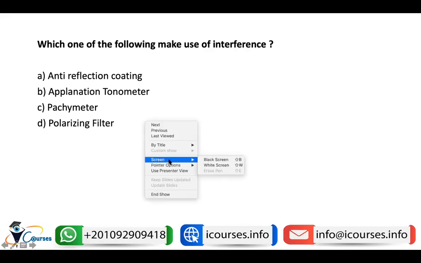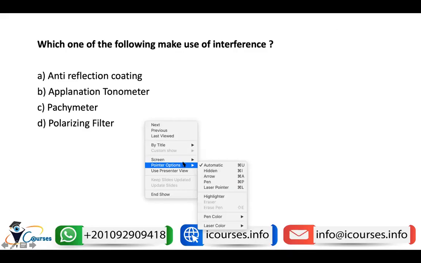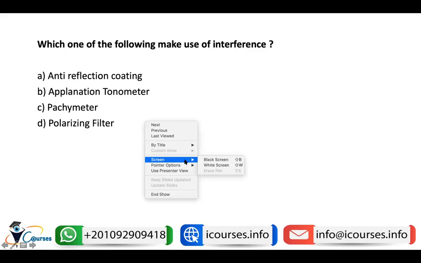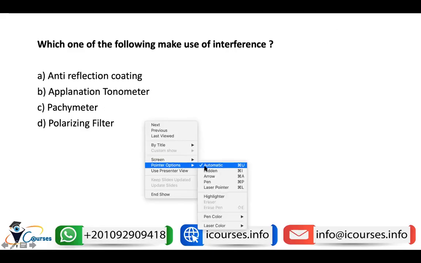Yeah, that's right. It is the anti-reflecting coating. So can you tell me what is the difference in wavelength between the incident light and reflected light in the case of anti-reflecting coating, in order for the interference to occur? And what is the type of interference? So Dr. Sadia is saying it is a quarter.